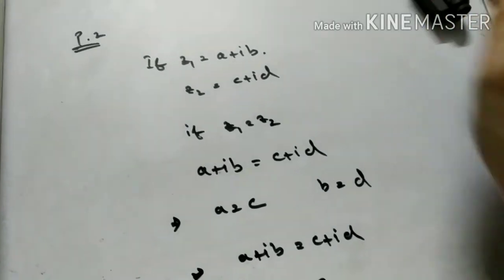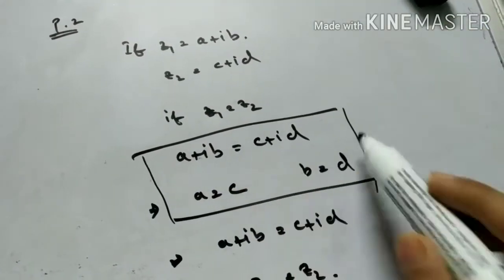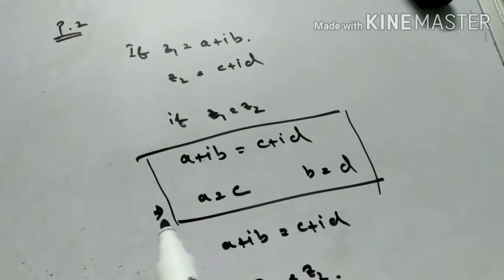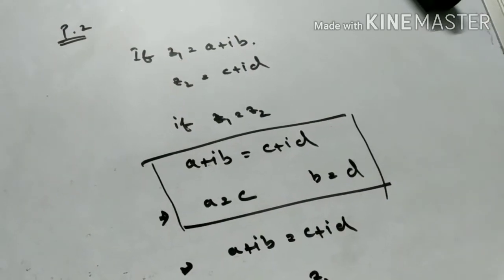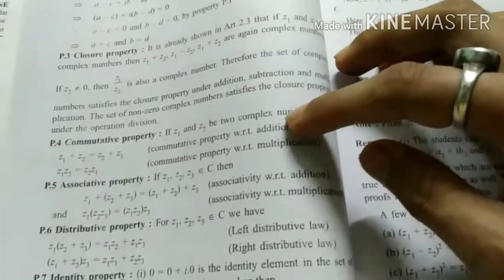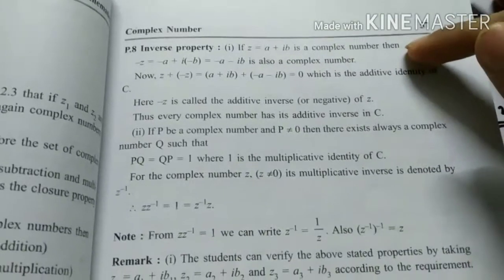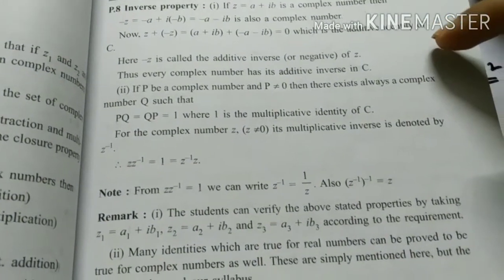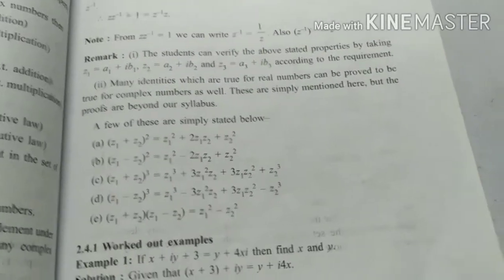So property number 2 is the main important thing. It is that if two complex numbers are equal, then I can directly equate the real parts and equate the imaginary parts. You will learn this property nicely when I solve the examples. Next, there are the closure property, commutative property, associative property, distributive property, identity property, inverse property. Everything we will learn when we solve problems.